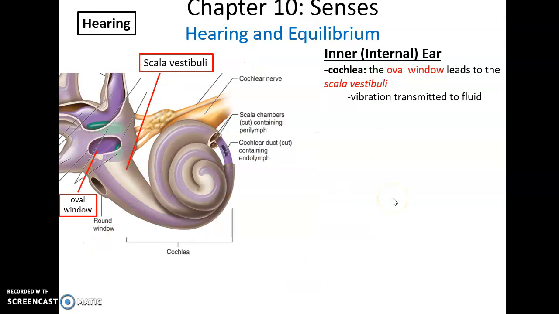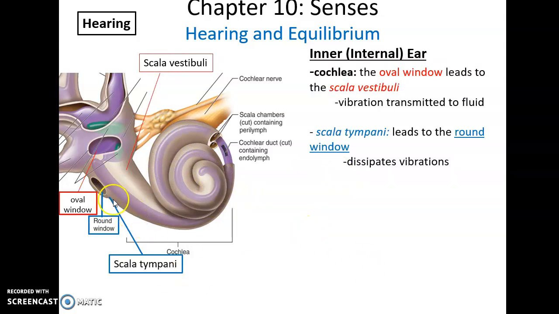All right, so the cochlea. Cochlea starts with the oval window, and the oval window leads to what's called the scala vestibuli. This is the somewhat more superior chamber that is, of course, filled with fluid. So when the oval window vibrates, it sends those vibrations, those pressure waves, into the perilymph found in the scala vestibuli and allows it to start traveling up the cochlea.